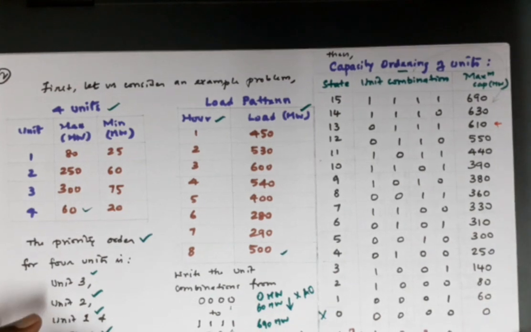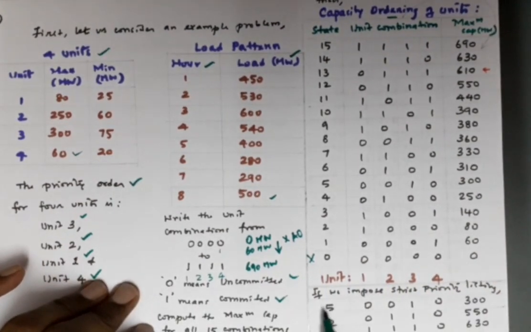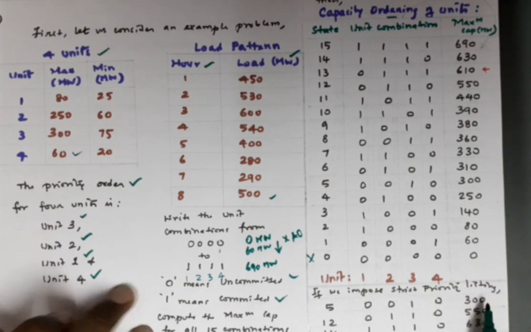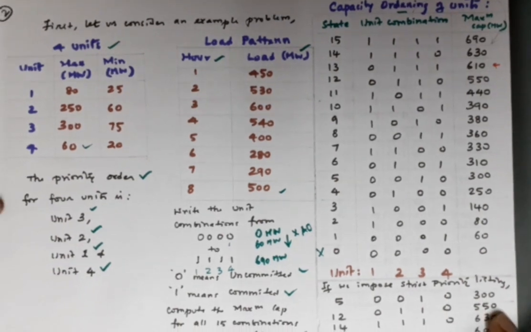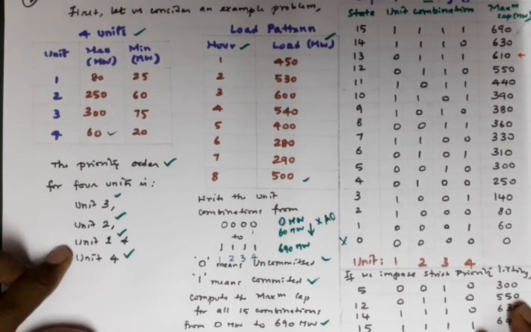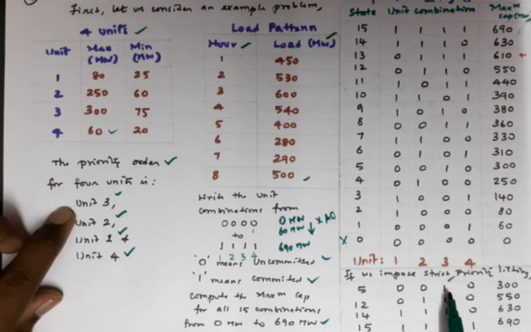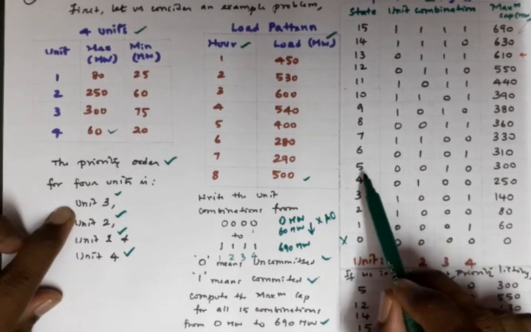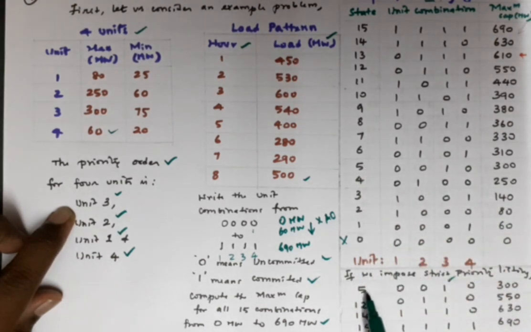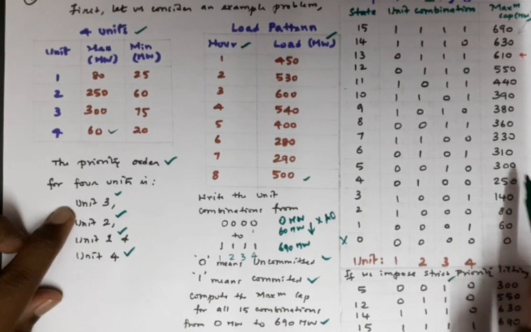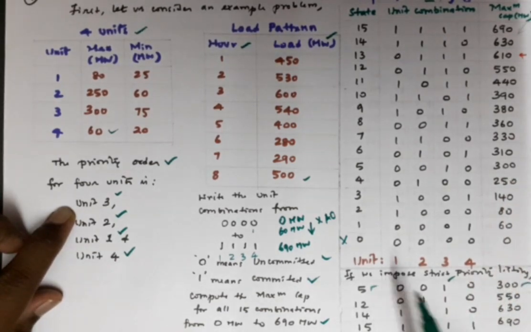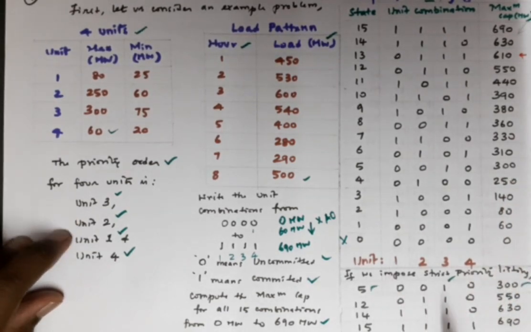This is very important. And if you are imposing strict priority listing, you can see here, unit 3 has got the highest priority. So unit 3 you assign first. So if you assign unit 3 alone, 0010 means, if you can see here, it is state 5 alone. For state 5, what is the capacity? Maximum capacity is 300.